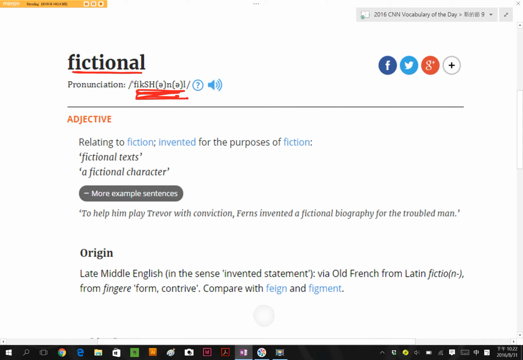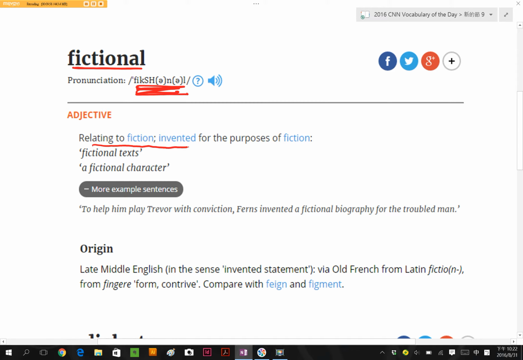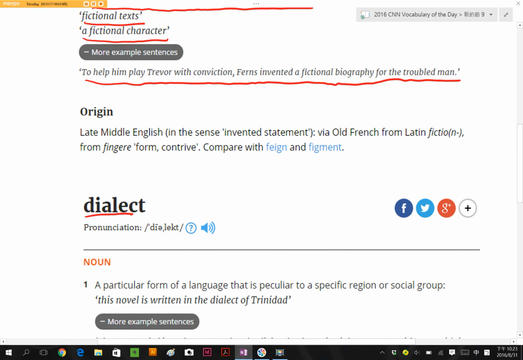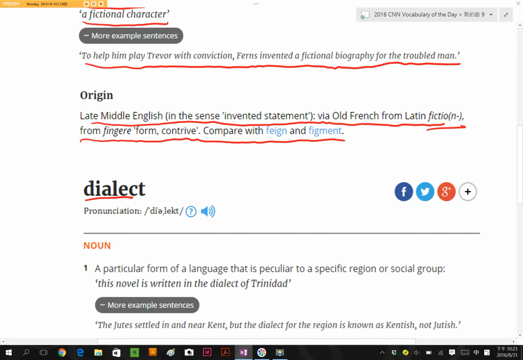Fictional. Adjective: relating to fiction, invented for the purposes of fiction. Fictional taxes, a fictional character. More example sentences: To help him play Trevor with conviction, first inventing a fictional biography for the troubled man. Origin: late Middle English in the sense of "invented statement," from Old French, from Latin fictio, from fingere, "form, contrive." Compare with feign and figment.